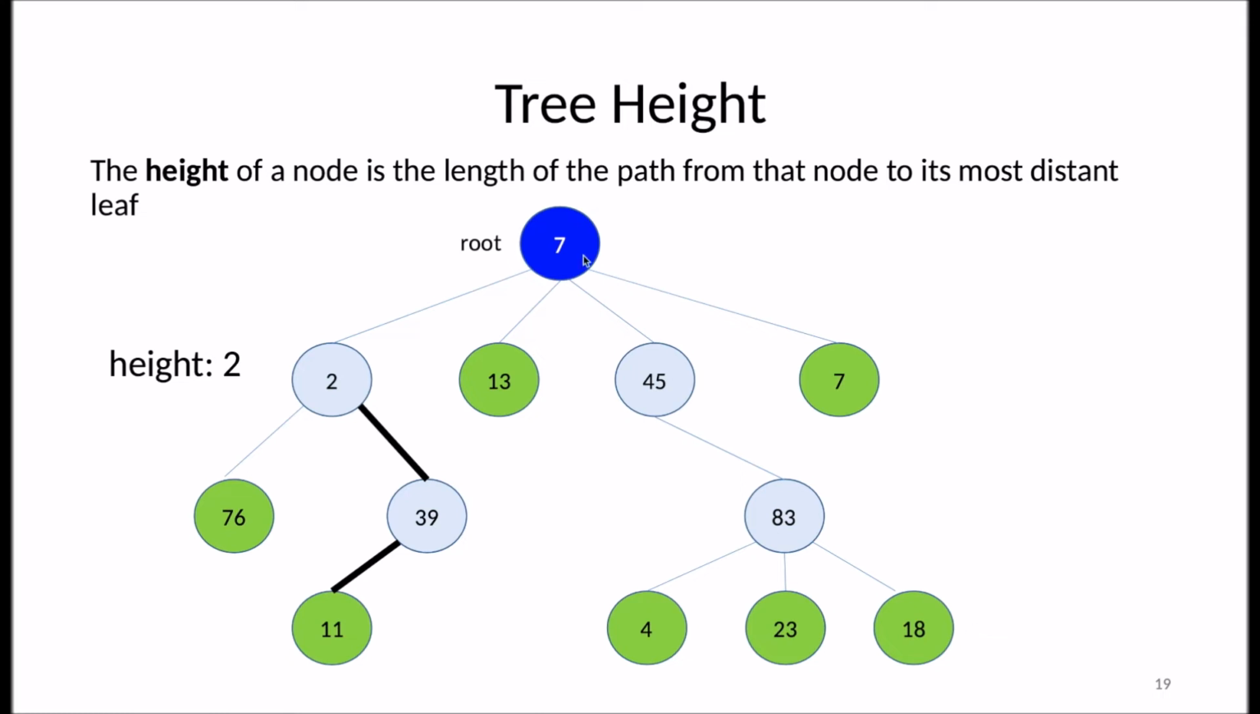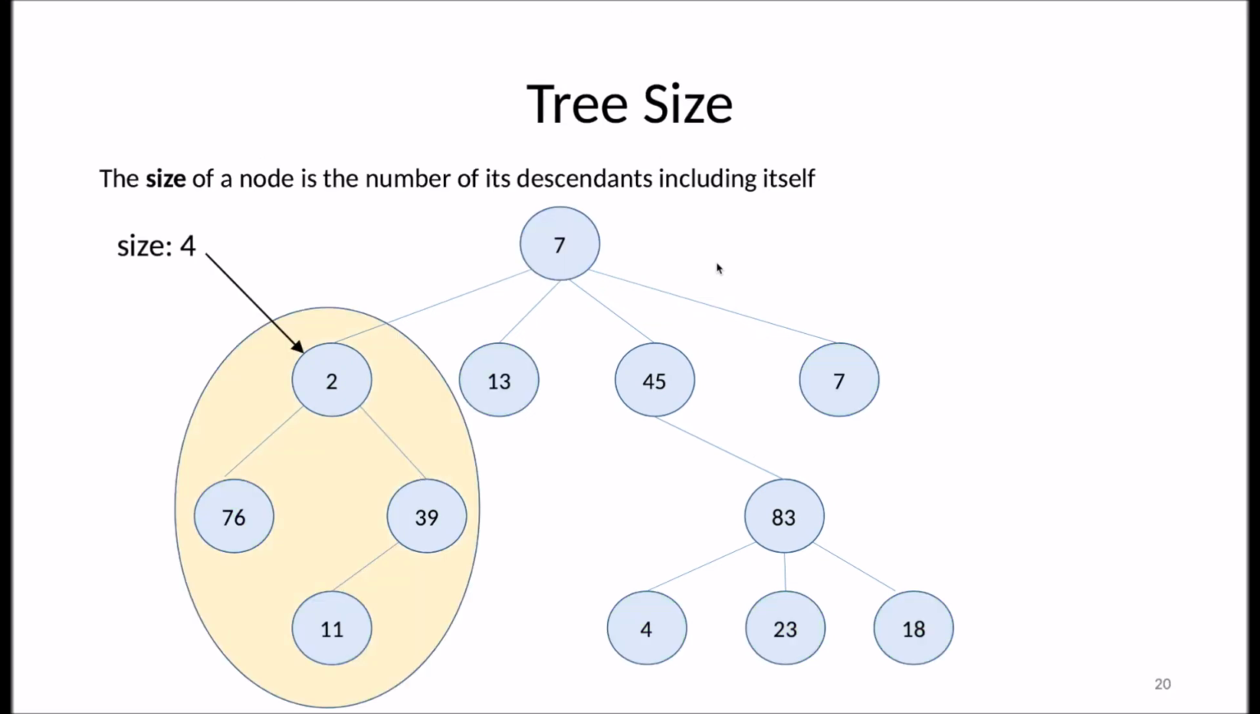What is the height of the root node? The height is 1, 2, 3. So its most distant leaf is 3 steps away, and its most distant leaves are 11, 4, 23, and 18. So we can basically pick any of these. But what is important when you consider the height of a node is that you determine the most distant leaf. And the height of the root node is also the height of the tree itself.